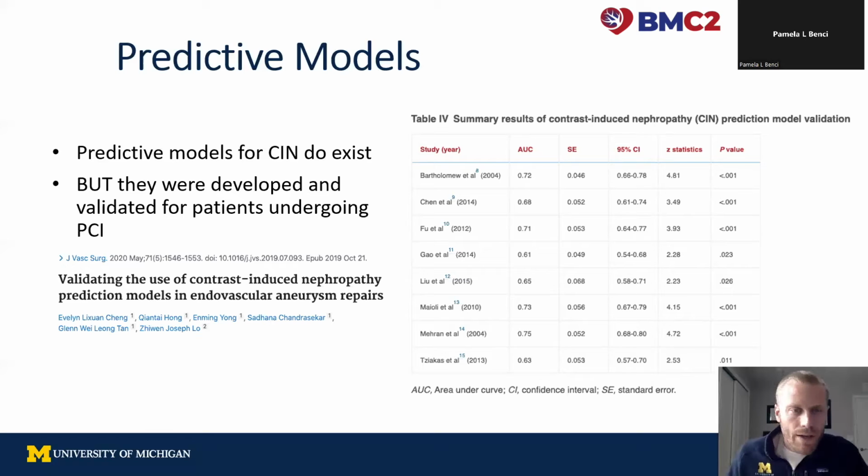What we're looking at here is the AUC, the area under the curve, which refers to a C statistic, and a number above 0.7 has good discriminative ability. So basically, a third to half of these were felt to be validated for use in endovascular aneurysm repair.